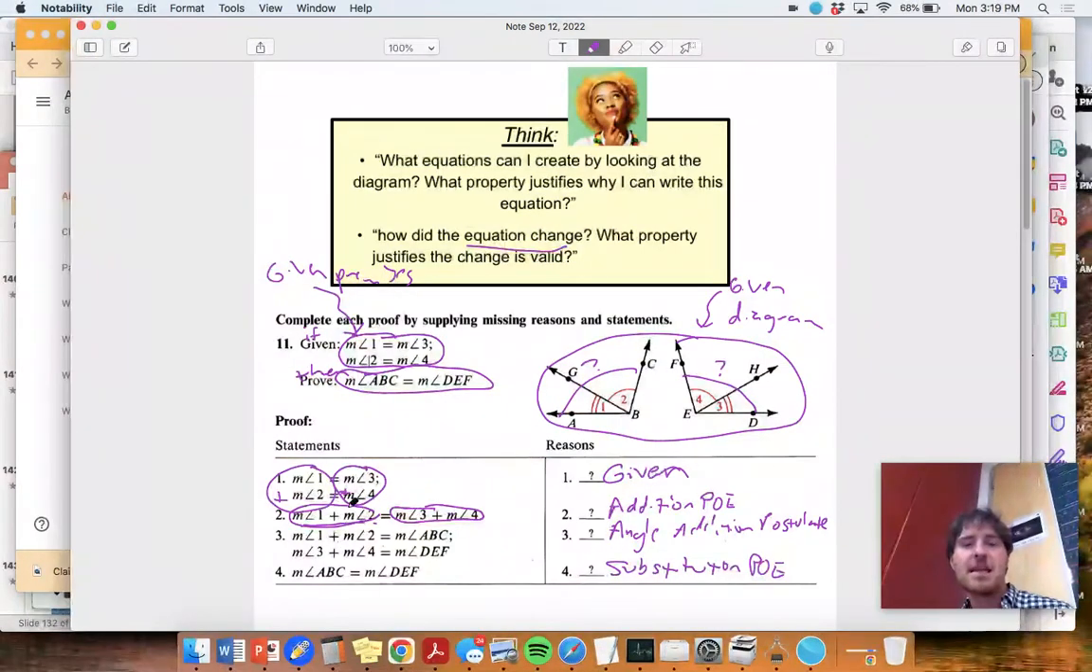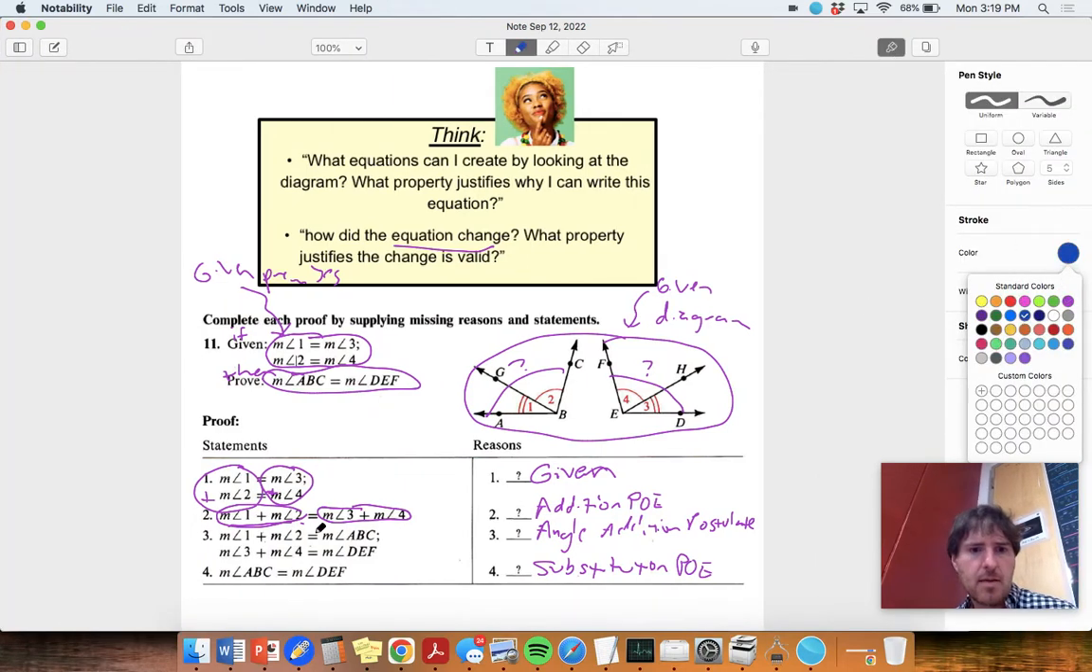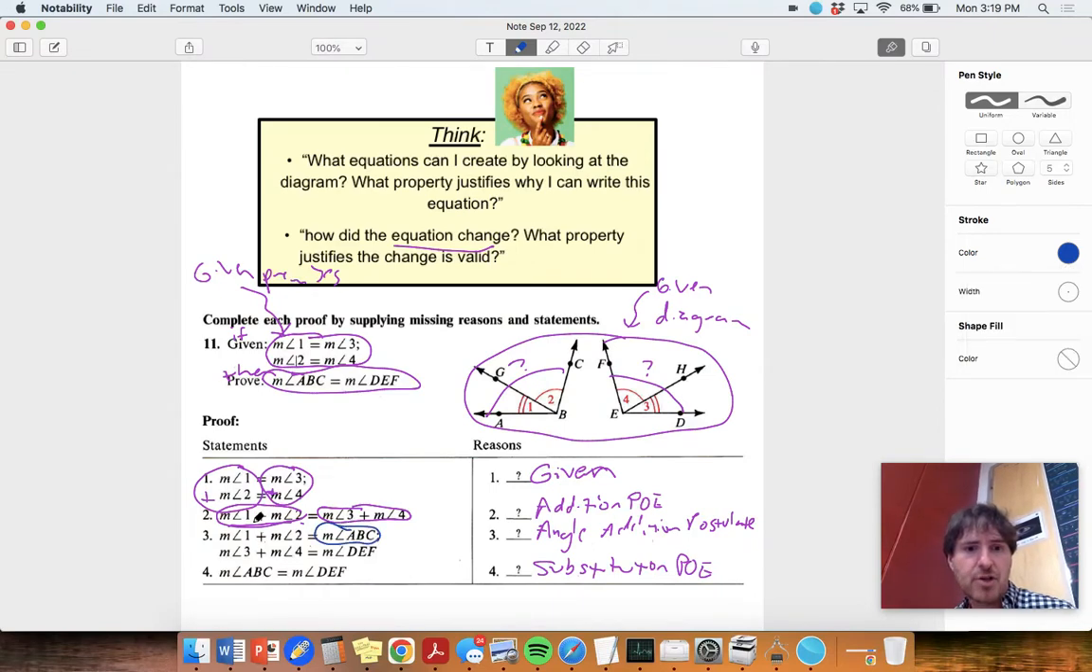Here I made the statement measure of angle 1 plus measure of angle 2 equaled measure of angle 3 plus measure of angle 4. And I know, going low on time here, that measure of angle ABC equals measure of angle 1 plus measure of angle 2 right here. So I can substitute that in. Substitution property of equality, step 3 into step 2, if I'm annotating exactly what's happening. Measure of angle 3 plus measure of angle 4 equaled measure of angle DEF from step 3. I got there using the angle addition postulate. So I can substitute that in and finish the proof.